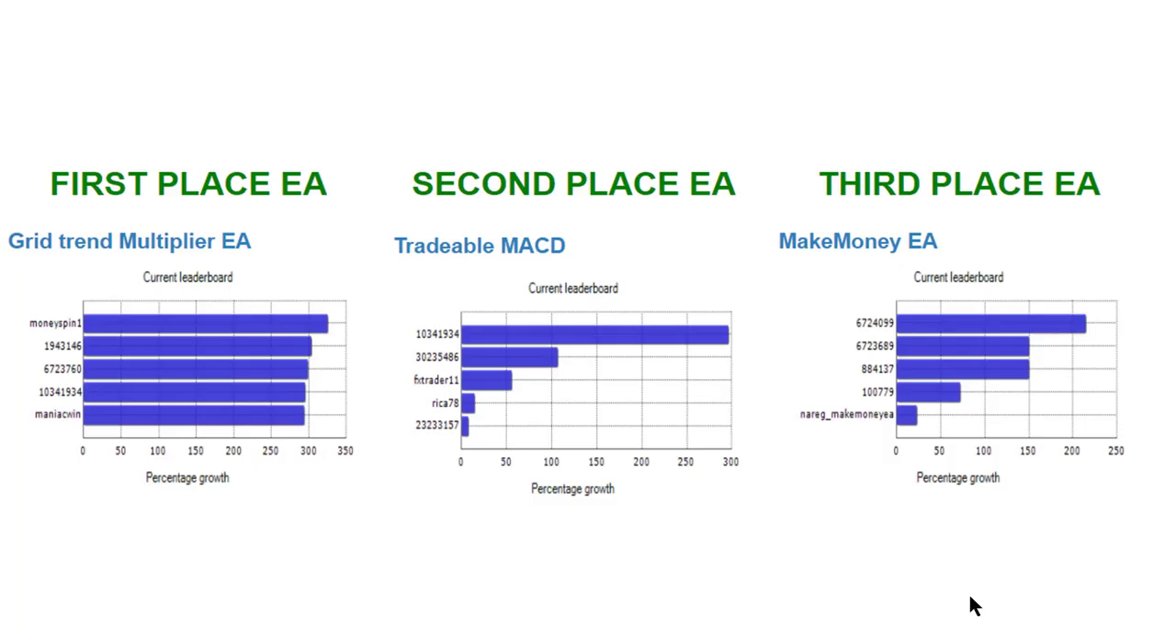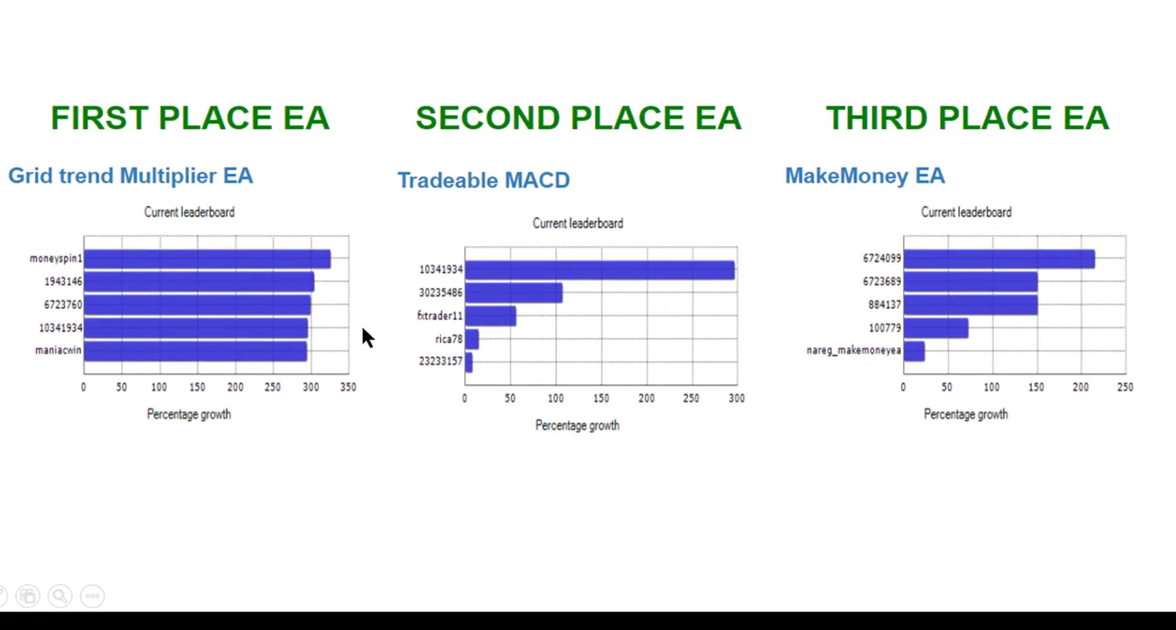Now, as you know, the grid trend multiplier is one of our most robust trading tools, and as you can see in the most recent trading competition, it has produced amazing results, over 300% return, and you can see how close the competitors were in this particular competition. It was the best EA in this competition, and that was trading over a 2-month period. So 300% return over 2 months is quite phenomenal.